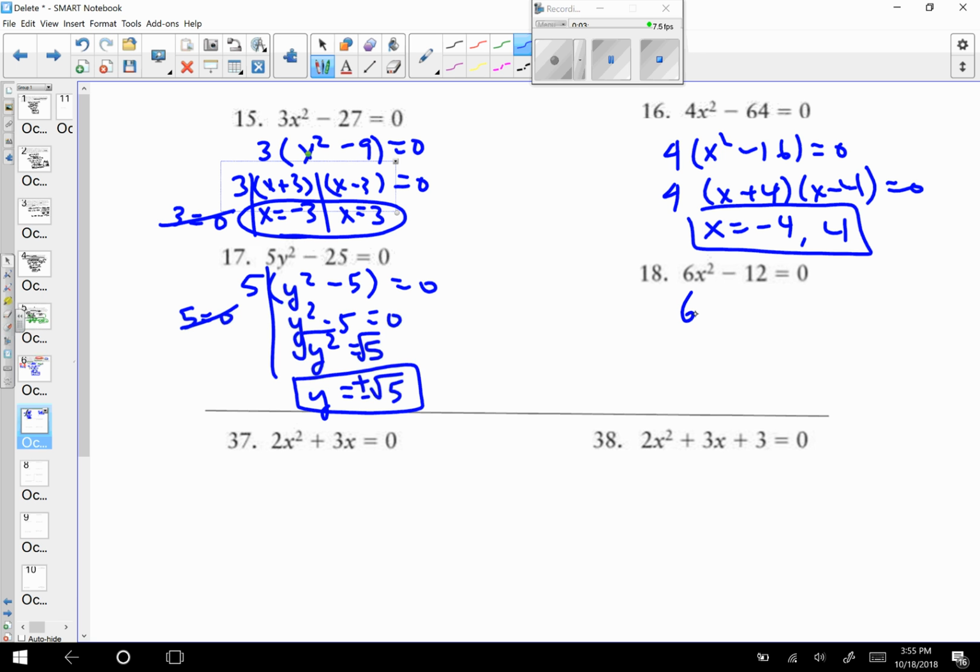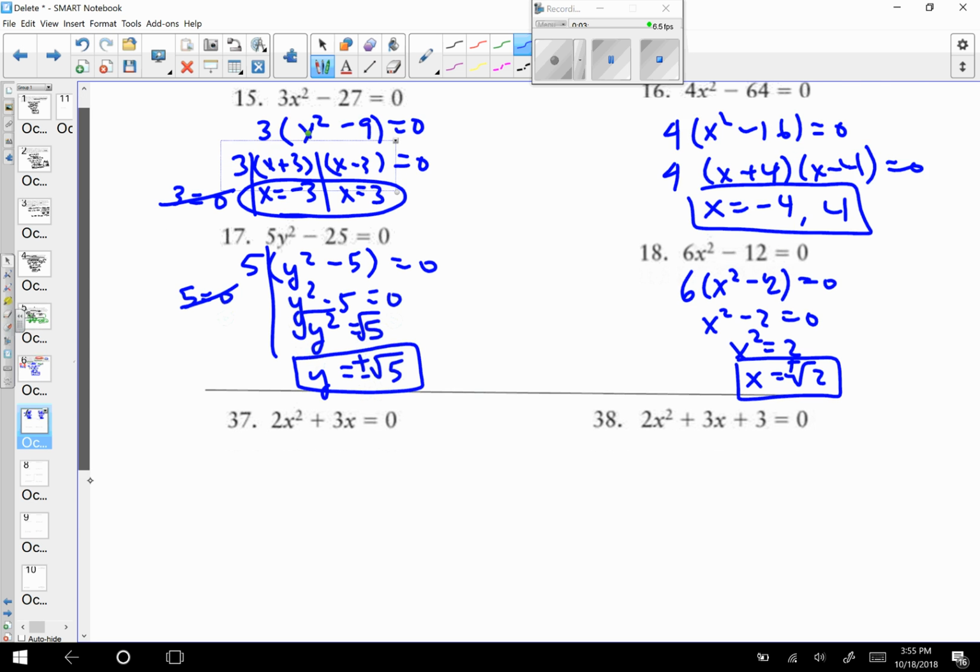This is exactly the same, right? 6x squared minus 2 is equal to 0. 6 equals 0 doesn't make sense, but x squared minus 2 equals 0 does make sense. Add 2 to both sides. X squared is equal to 2. Square root both sides, you get x is equal to radical 2, plus or minus.